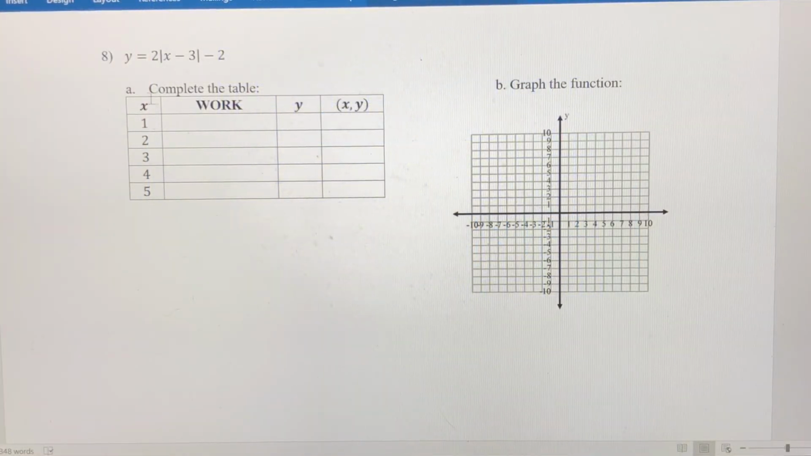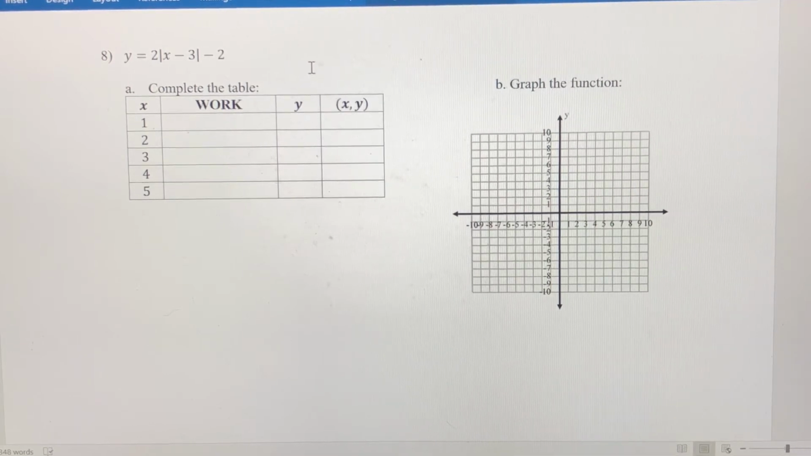All right, so problem number 8 here, y equals 2 times the absolute value of x minus 3 minus 2, okay? Notice I've changed my x values here, and you're going to see why that's the case in just a second. If you decided to try this problem before watching the video and you use -2, -1, 0, 1, and 2, you're not going to see the V shape. It's actually going to look like a line, okay? And you know an absolute value function has to be V-shaped, so you would have had to continue going, okay?